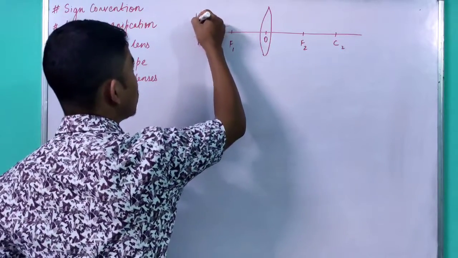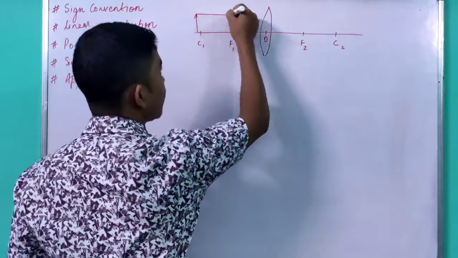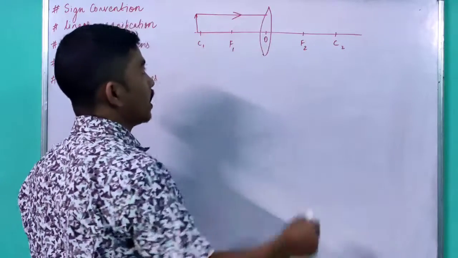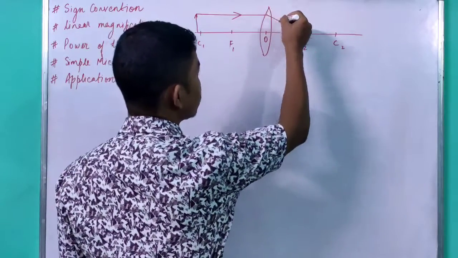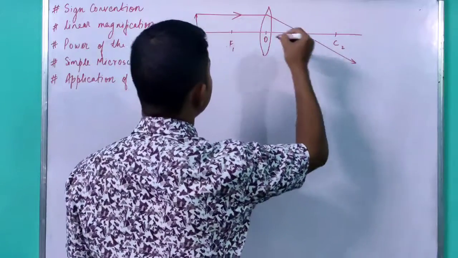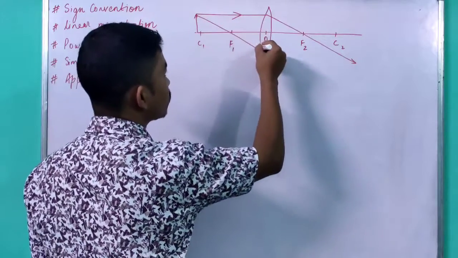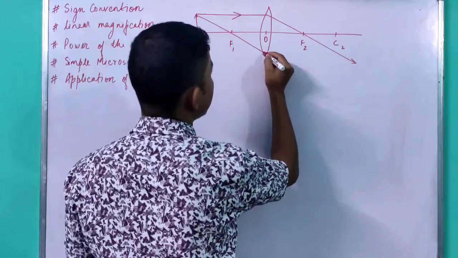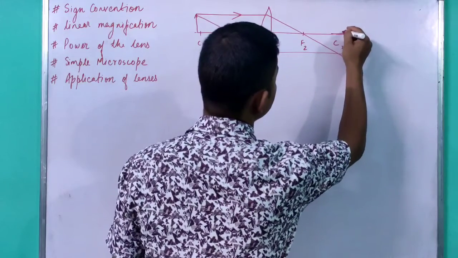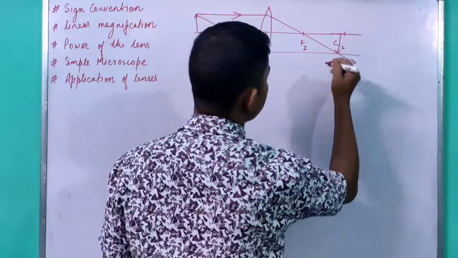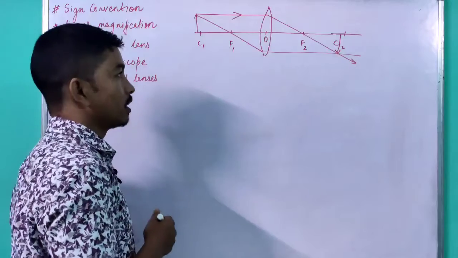Now if I keep the object on this side, I draw the incident ray in this direction. After refraction, the ray will pass through the focus, and the other ray, passing through the focus, will emerge parallel to the principal axis after refraction. So the image is formed somewhere between the focus and the center of curvature on the other side.